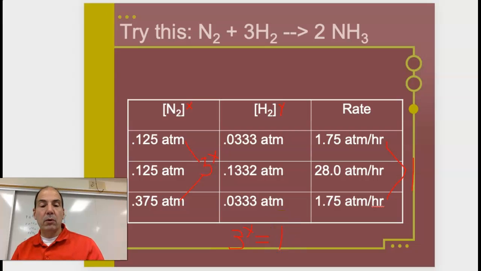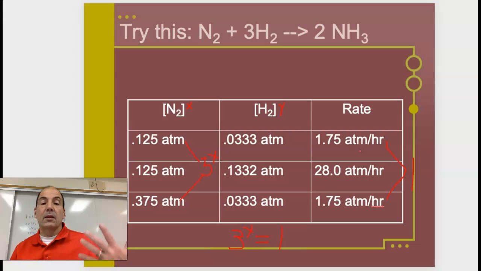Well, 3 to what power is 1? Anything to the 0 power is 1. So that means that nitrogen is 0 order. Why? Well, look at the rate. What happened when we changed the nitrogen? Nothing. Nitrogen is not affecting the rate of this reaction. It is possible for reactants to be 0 order because they're not in the rate determining step.